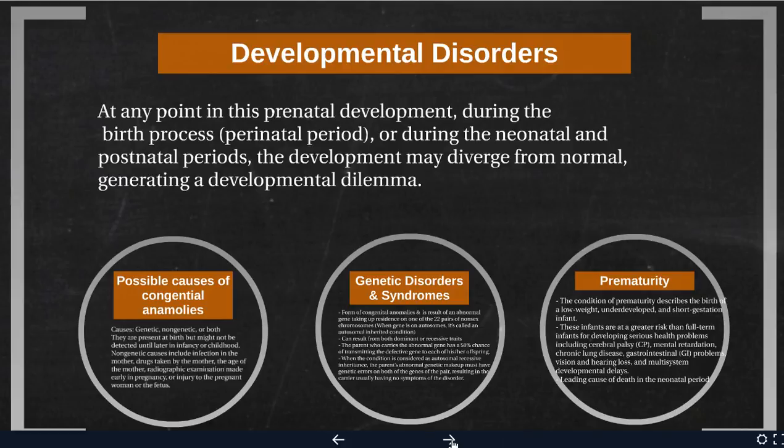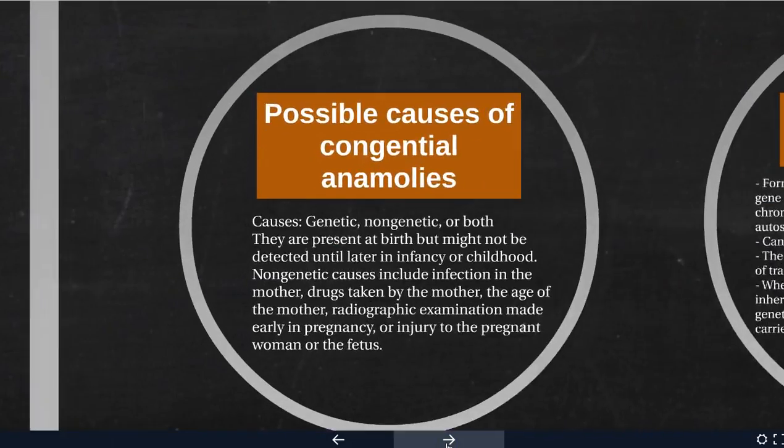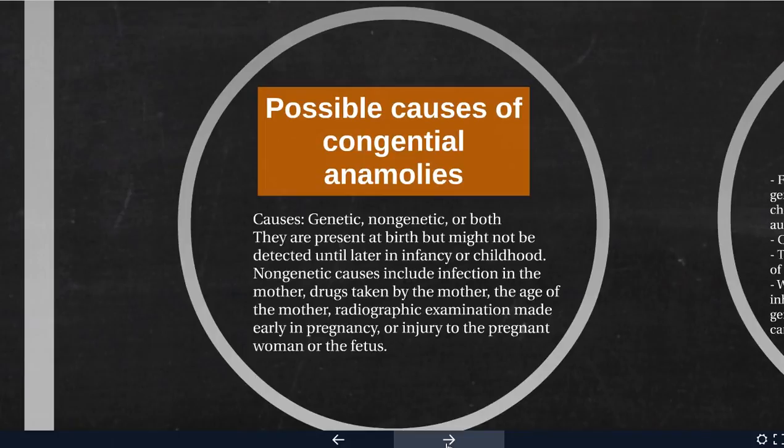Some of these dilemmas include congenital anomalies. These are some possible causes of congenital anomalies that you need to know about. Congenital anomalies can either be genetic or non-genetic. Sometimes they're both, though. They're typically present at birth, but they might not be detected until later in infancy or childhood. Some non-genetic causes can include infection in the mother.